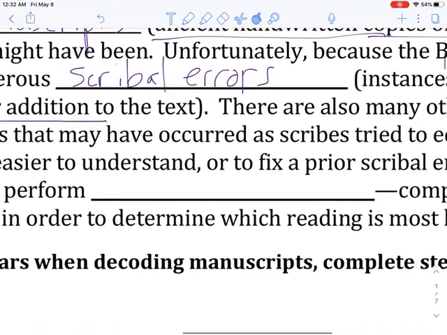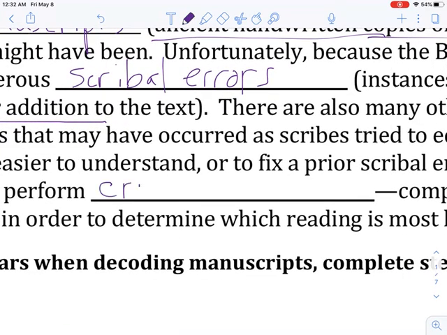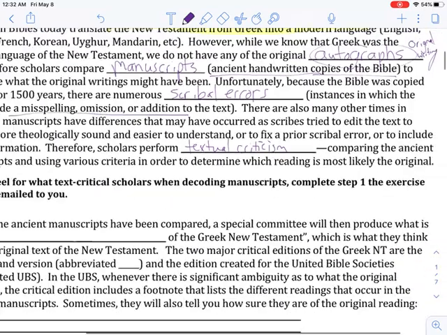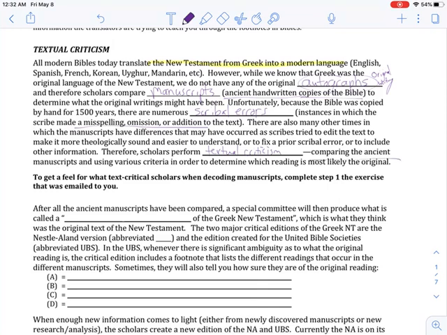Textual criticism is important and necessary because there's all these textual errors, the scribal errors. And so textual criticism is comparing the ancient manuscripts to determine what is the original text.